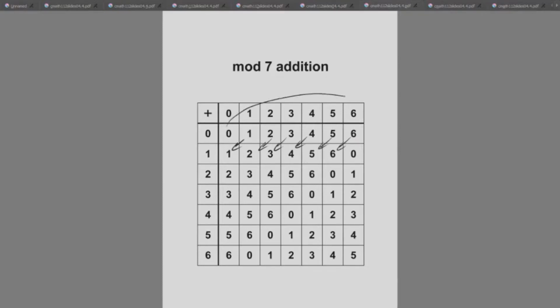Shifted, and the 0 comes at the end. And then it happens again and again and again. Every number is in every row. Fairly simple, and you'll see this for any addition table in the same way.